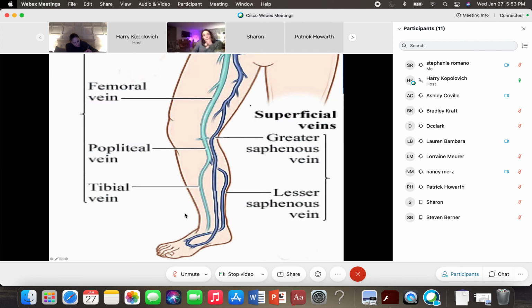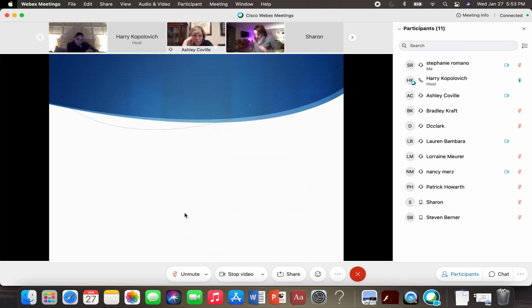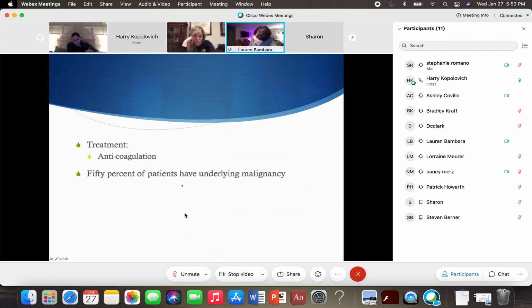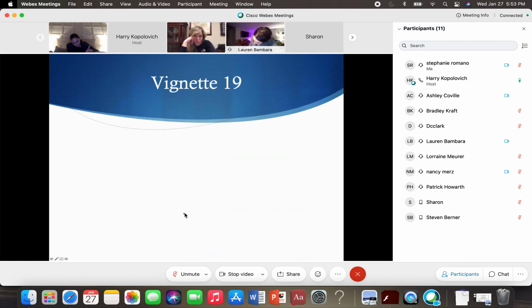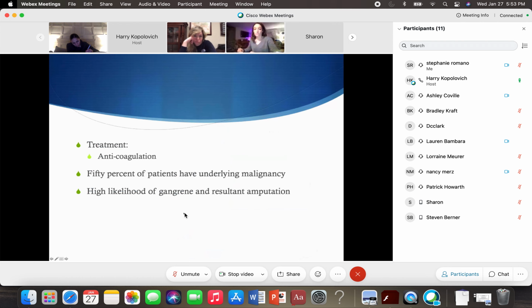These are patients that get rapidly placed on anticoagulation and get admitted to the hospital. These aren't the patients that you put on Xarelto or Pradaxa and send home. These are the ones that wind up coming into the hospital because they can lose their leg as a result of it. All right. Treatment being anticoagulation. 50% of the patients, unfortunately, have an underlying malignancy, which makes them hypercoagulable and develop this clot. And they have a very high likelihood of developing gangrene and needing amputation. Any questions about that?